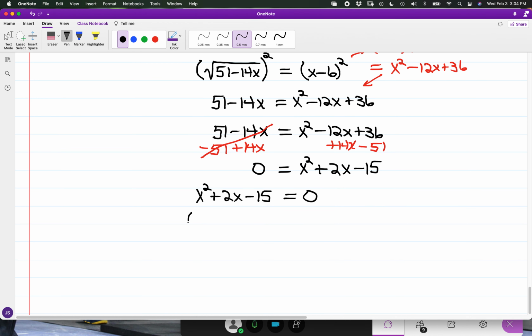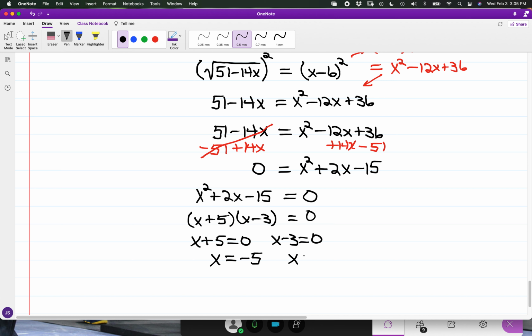And if we look at factoring, so it looks like we'll have the quantity of x plus 5 times that of x minus 3 is equal to 0. And we'll have a couple of apparent solutions. Okay, so if I set x plus 5 equal to 0, then we'll have that x is equal to negative 5. And if I have x minus 3 equal to 0, we're going to have an apparent solution with 3.